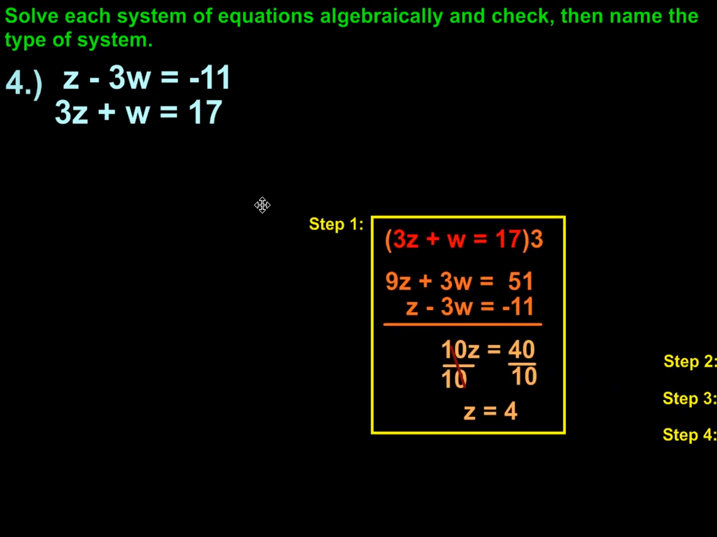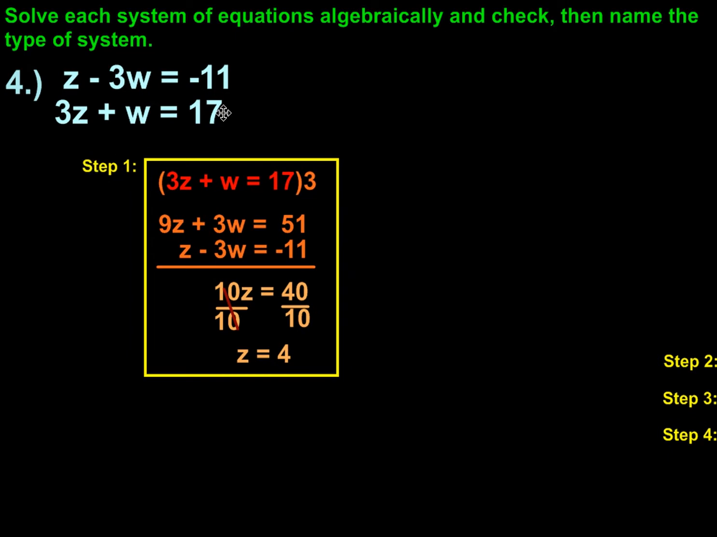I'm going to start by transforming that 3z plus w equals 17 to get a 3 right here. So I'm going to take that equation and multiply it by 3. If I do that, I'm going to get 9z plus 3w equals 51. Once I have that, I can add to it the other equation, z minus 3w equals negative 11. What's going to happen is I'm going to get 9 plus 1 is 10z. The 3w's are going to cancel out. And I'm going to get 40 if I subtract negative 11 from 51.